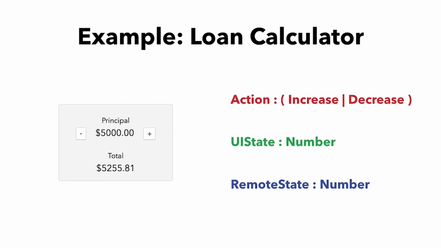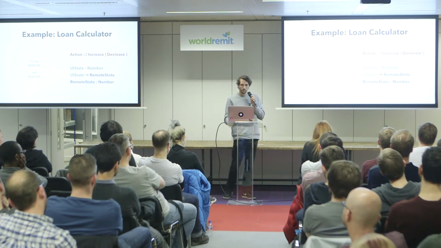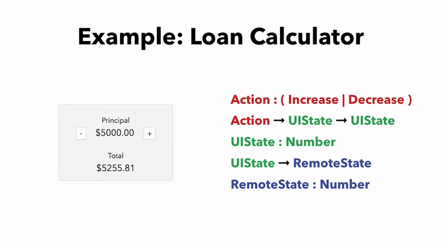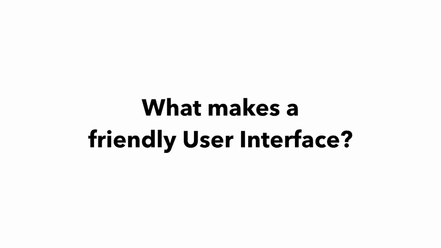Then I think about what actions the user can take to manipulate that UI state, and subsequently manipulate the remote state. Here, there are two actions, increase and decrease, shown by the minus and plus buttons. There's also a mapping from the UI state to remote state. In this case, some calculation takes in the principal, does some work, and spits out the total. And there's also an update that happens when we hit the plus button or the minus button, and we update the UI state. So that's what a user interface is, hopefully.